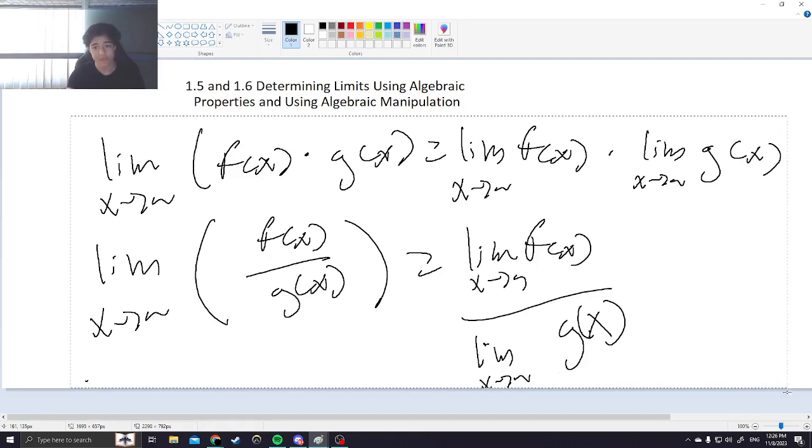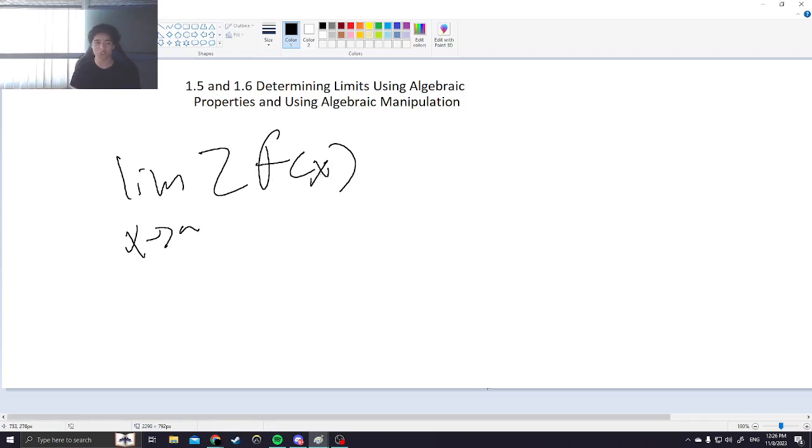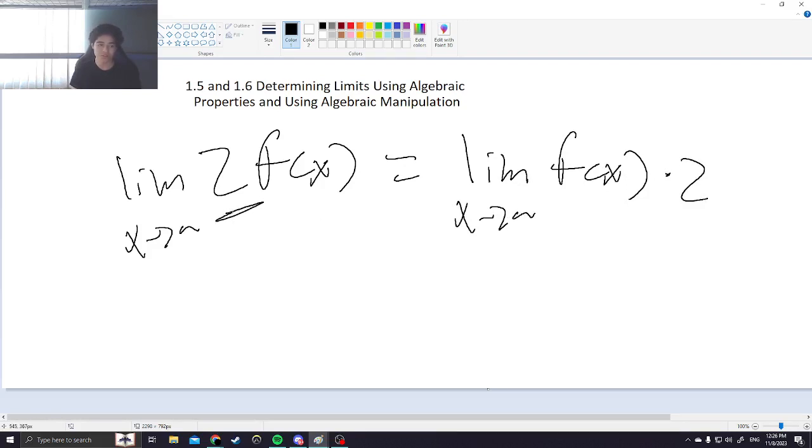If you have a limit with a number, for example, if you have limit x approaching a of, I don't know, like 2 f of x, right? It's like, what do you do here? Does the function get twice as big? No, you just solve the limit first. So you find the limit, and then you just multiply it by 2. So whatever the number is, again, you do the limit first, and then you multiply by the number afterwards. You could also write this as 2 limit f of x, whatever. So you find the limit, multiply it by 2.